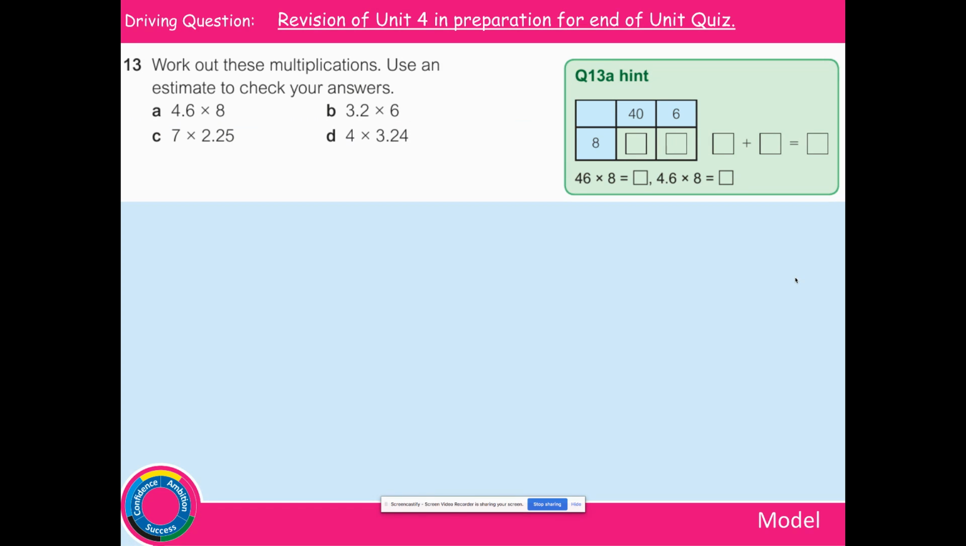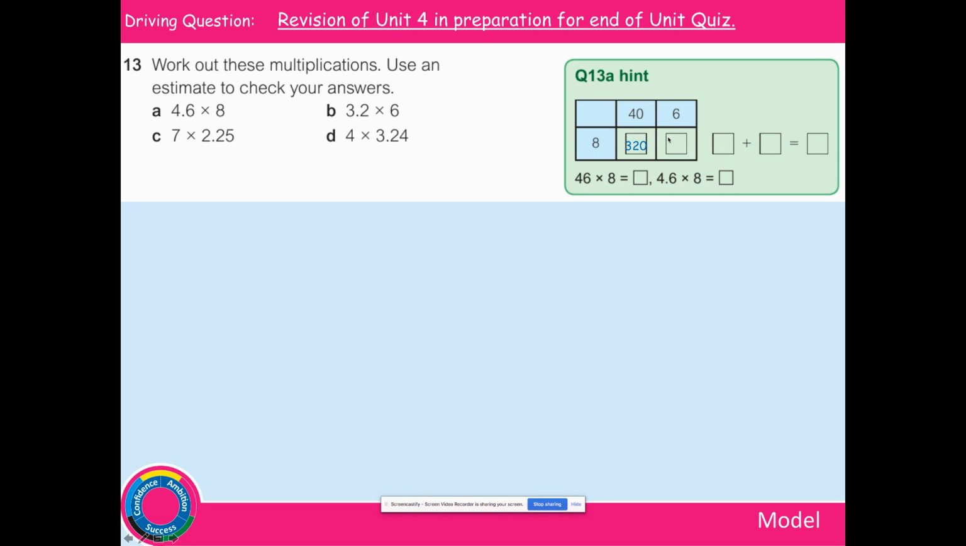Work out these multiplications. Use an estimate to check your answer. I've included a hint over here. That 4.6, if we ignore the decimal for the moment and make it 46, we've got 46 multiplied by 8. So 4 times 8 is 32, but it's 10 times bigger, so it's 320.